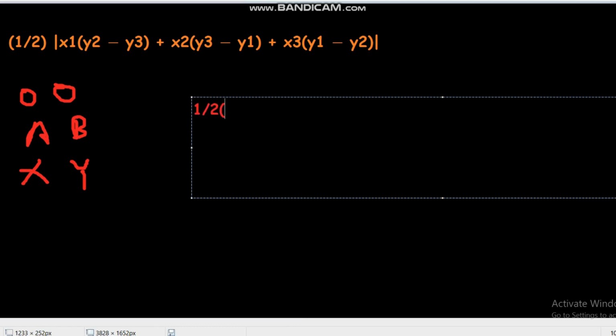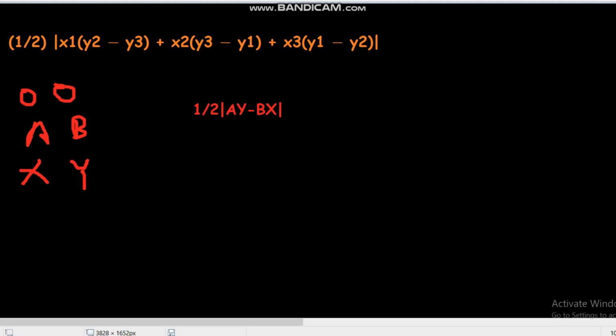The formula will be half of mod of x1 into (y2 minus y3). Now x1 is 0, so this first term is getting cancelled out. Let's write the second term. x2 is A, and y3 is our Y, so AY, and y1 is 0, so I am neglecting that term. Now x3 is our X, and y2 is our B, so this will be minus BX. So the area of the triangle is half of AY minus BX.